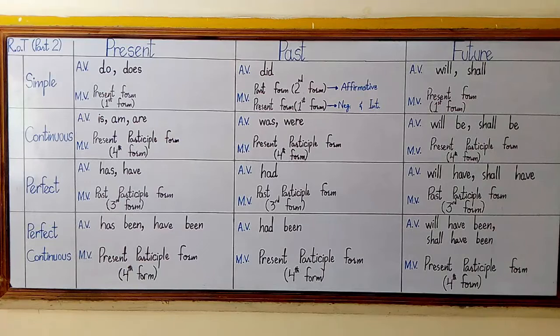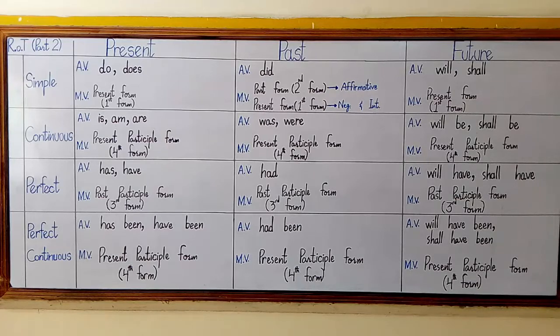You can look at the board, then in all the simple tenses, be that present simple, past simple or future simple, we use first form, which is present form of verb. Exceptionally, past simple affirmative sentence, in which we use past form, which is second form. In all the continuous tenses, be that only continuous or perfect continuous, you can look at the board, we use present participle form of main verb, which is fourth form of main verb.